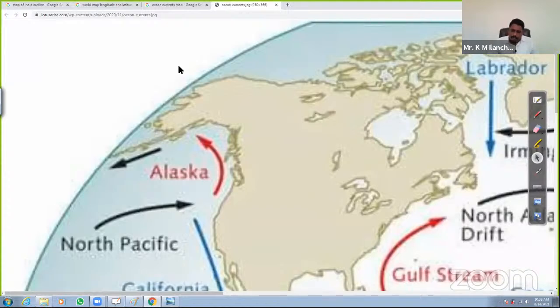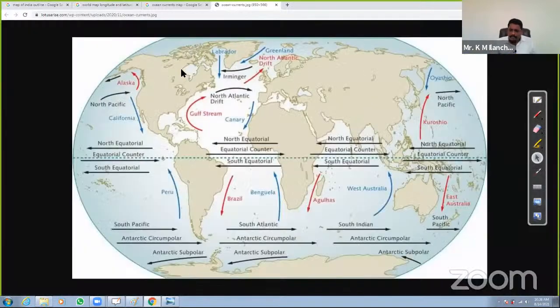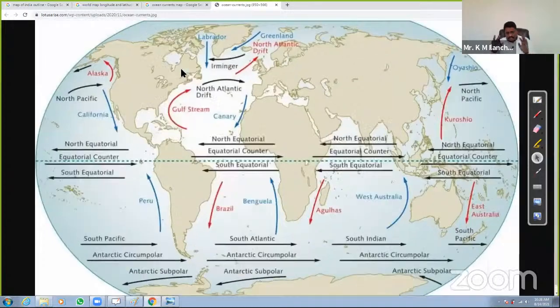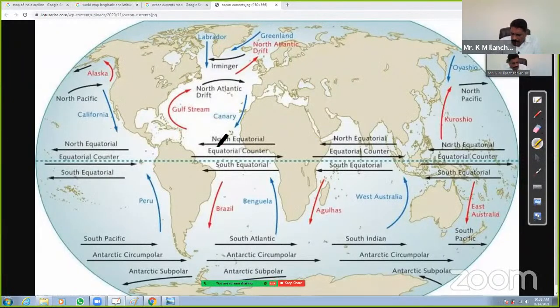Right. Randomly, I'm just opening this ocean currents map. See, for example, generally in oceans, you find two types of current. One you call them as what? Warm current, and two you call them as what? Cold current. Okay. Now, my dear friends, read about this black colored one, right? Red stands for warm, blue stands for cold.